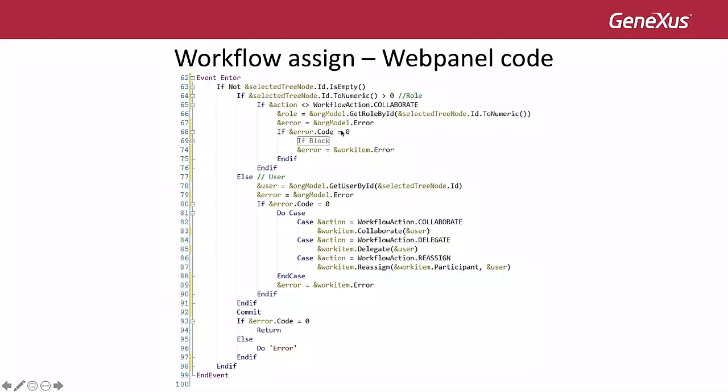If there's no error, it will assign. In case we are assigning to a user, it's the same. We'll get the user by the organizational model using getUserById, and then if there's no error, we'll validate the action. In the case the action is delegate, we'll use the work item variable action delegate. This method will delegate this work item to the user selected in the tree. If there's no error, we're going to commit to save all the changes and then return to the web page.